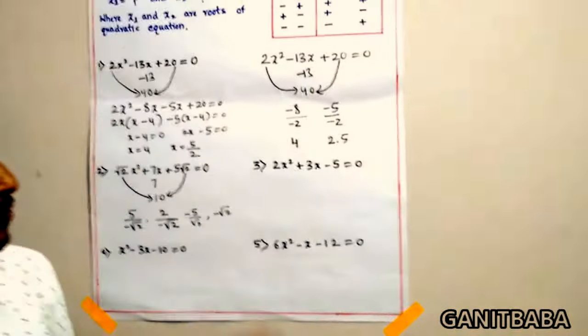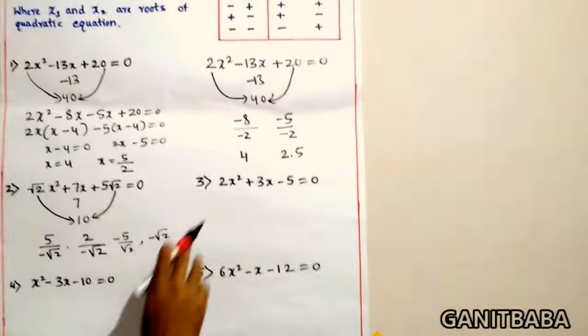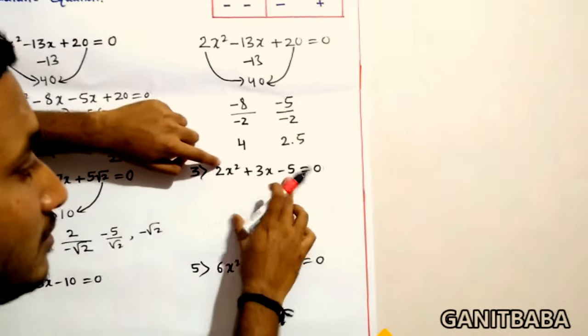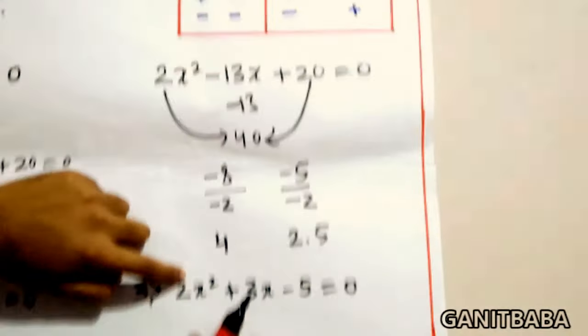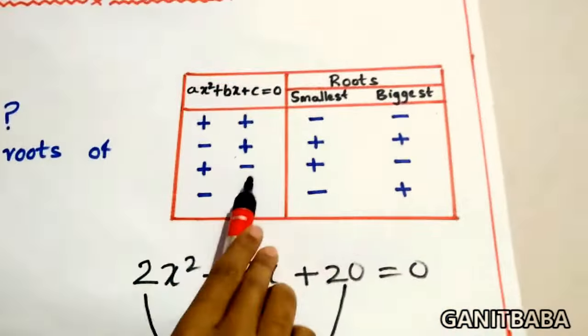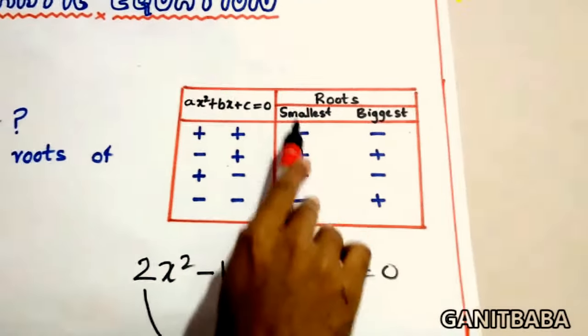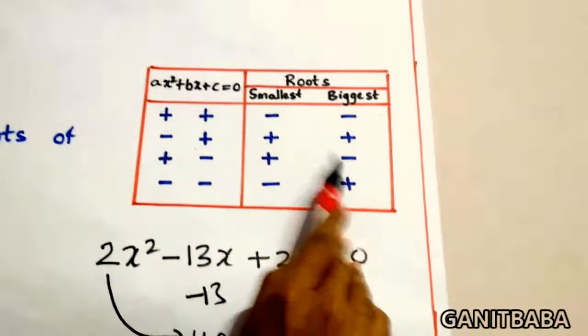Okay, we'll go to the next problem. So the next problem is 2x square plus 3x minus 5 equal to 0. So from the table itself, we can tell that if it is plus minus, roots will be plus minus. Smallest root will be plus and biggest root will be minus.